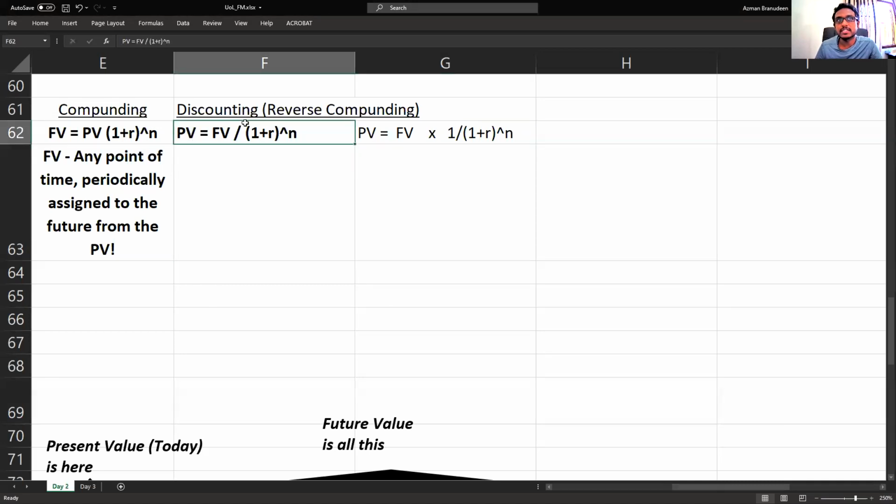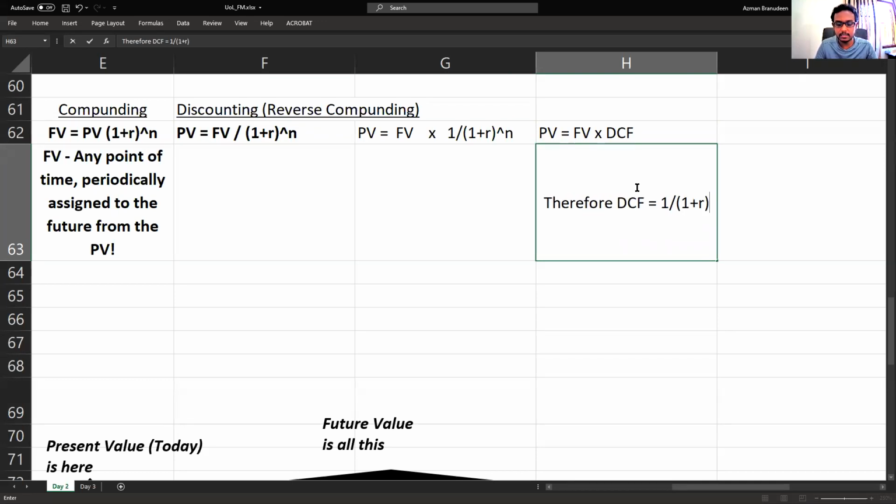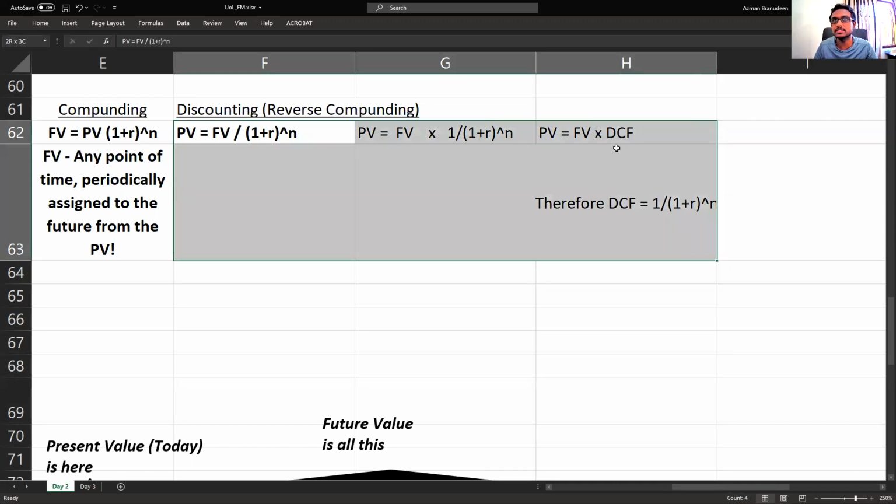Okay, so here what you see is present value is equal to future value divided by 1 plus r to the power n. What I did was I separated this fraction of 1 divided by 1 plus r to the power n, and now I call it present value is equal to future value into discounting factor. Therefore, the discounting factor is equal to 1 divided by 1 plus r to the power n. Can you all please take this down, this sequence of things?